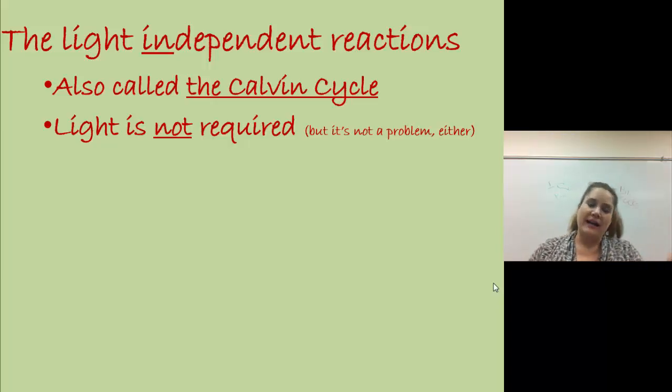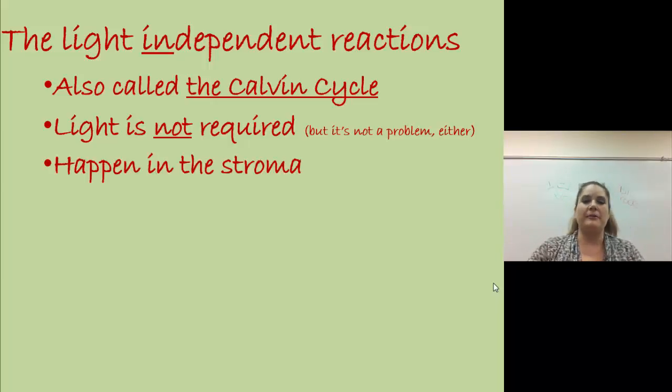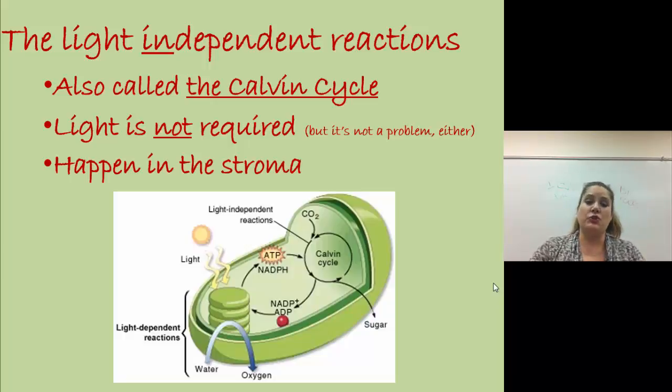In fact, back in the day when some of us were in school in our caves, they called these the dark reactions. They called them the dark reactions because they don't require light, but it led a lot of people to think that they had to happen in the dark. They don't have to happen in the dark. They can happen whenever they need to happen. So light-independent reactions don't require light, but light's not a problem either. They happen in the stroma.